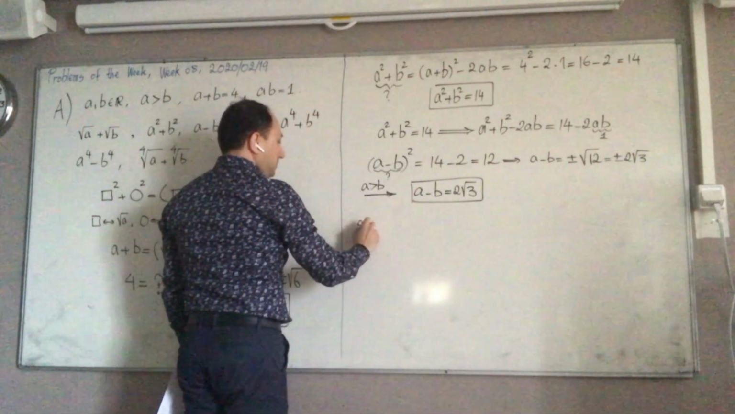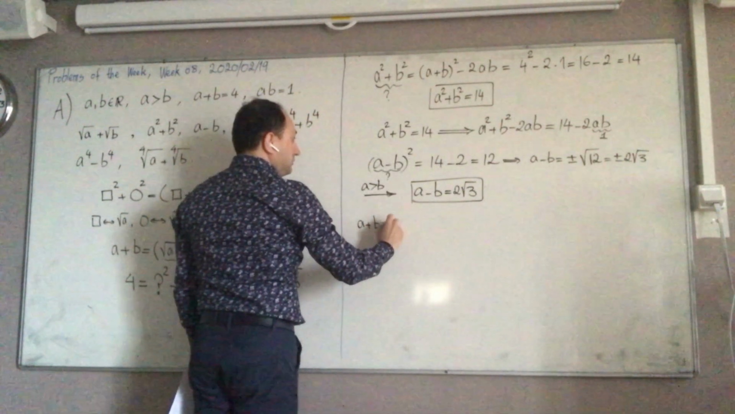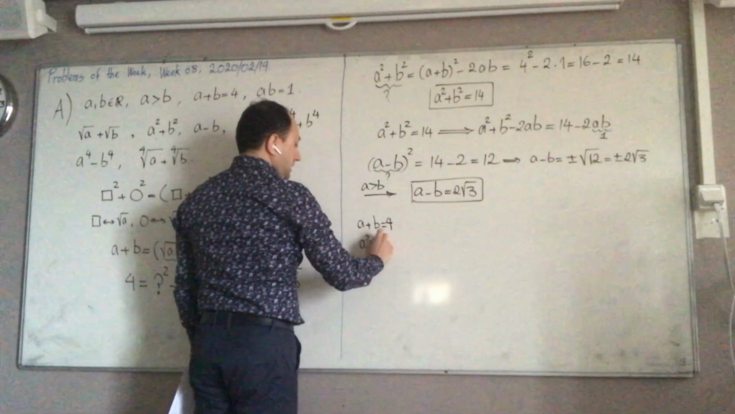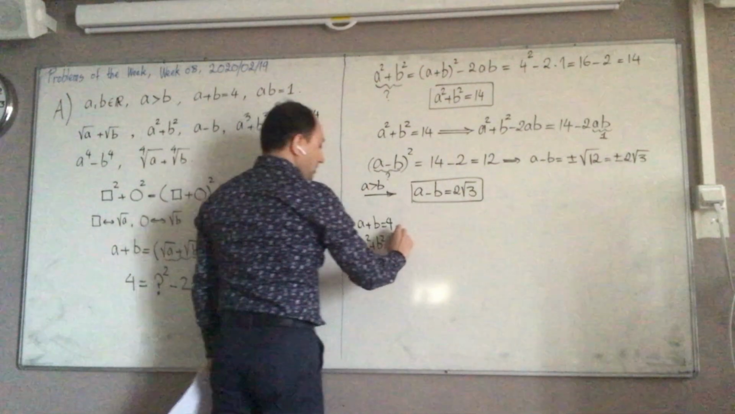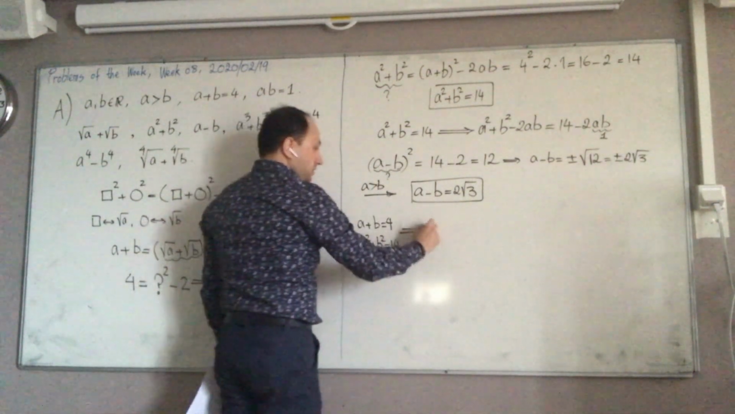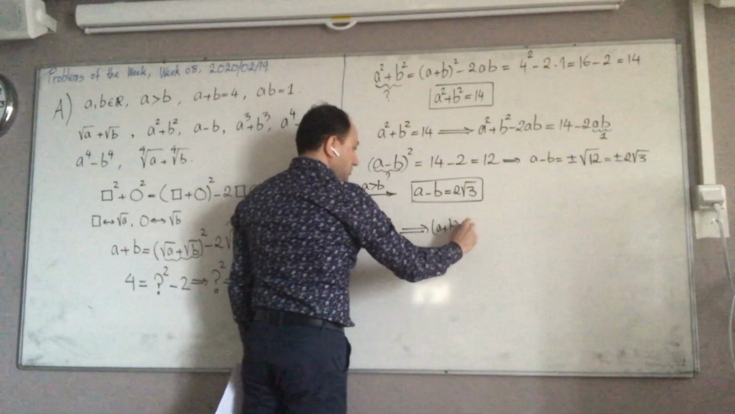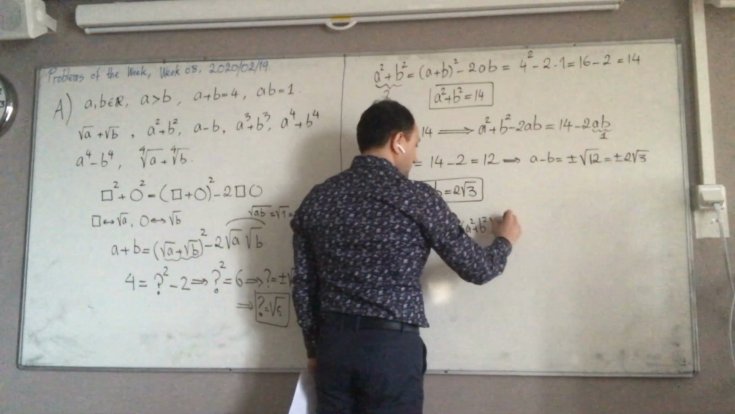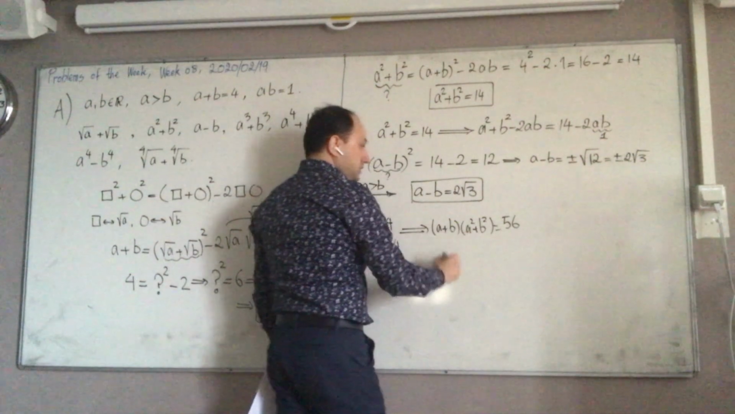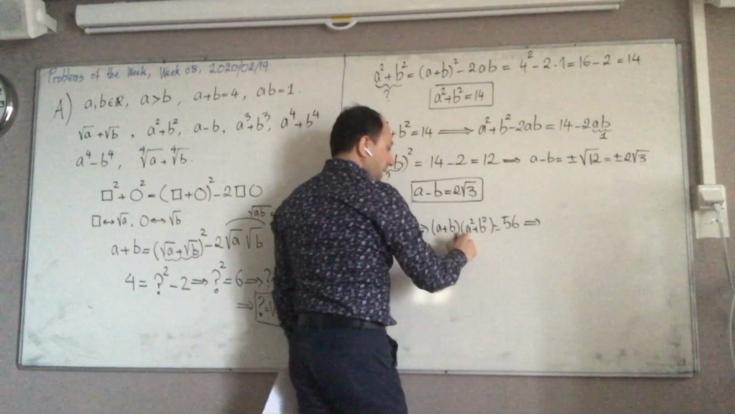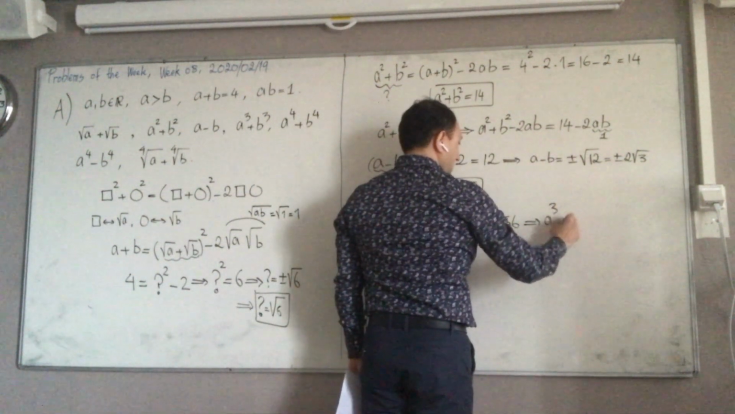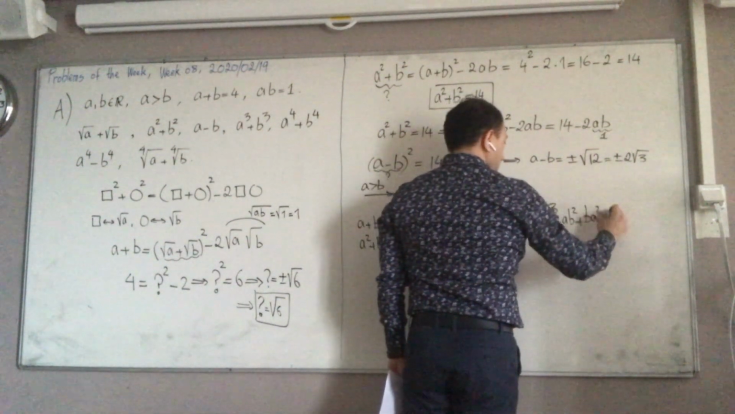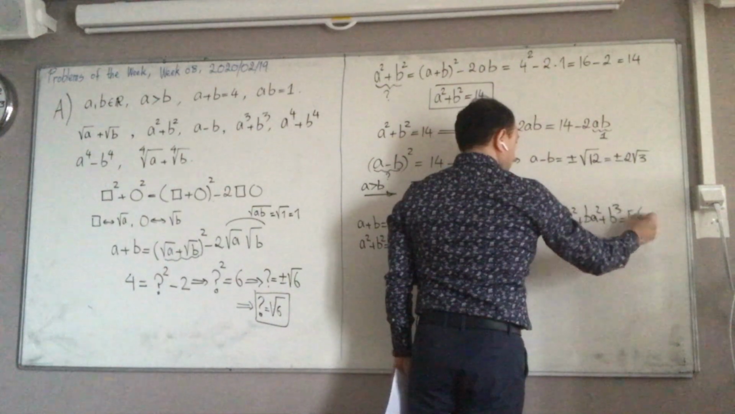So I would write them. a plus b is 4, and a squared plus b squared is 14. So if I multiply both sides, then it becomes (a plus b) times (a squared plus b squared) is 4 times 14, which is 56. And then if I multiply that, this gives me a to the 3 plus ab squared plus ba squared plus b to the 3 is equal to 56.